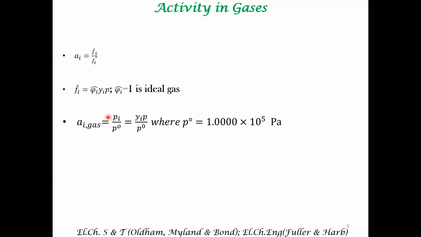Then this can be implemented into this definition. So you have the mole fraction times the total pressure divided by the standard state. The standard state in this case is this number, equivalent to 1 atmosphere. This makes the activity a dimensionless quantity, and with respect to this particular number, we can talk about whether that species has a higher activity or a lower activity.